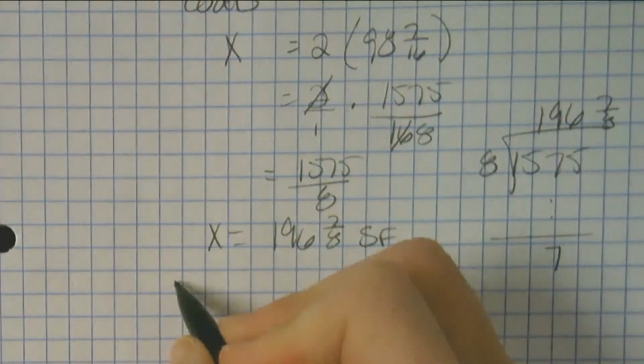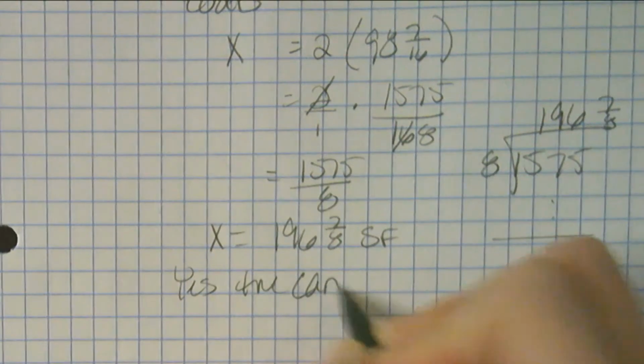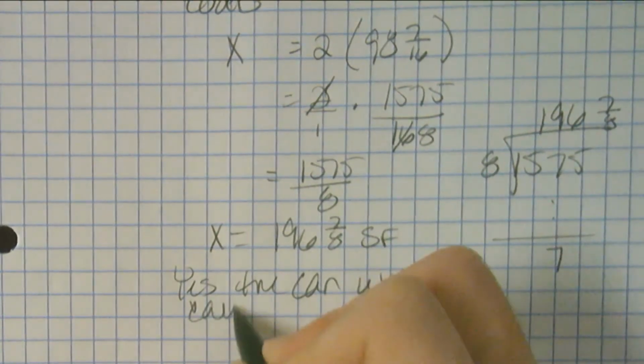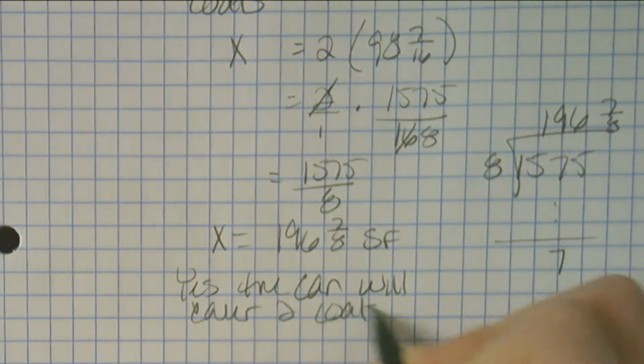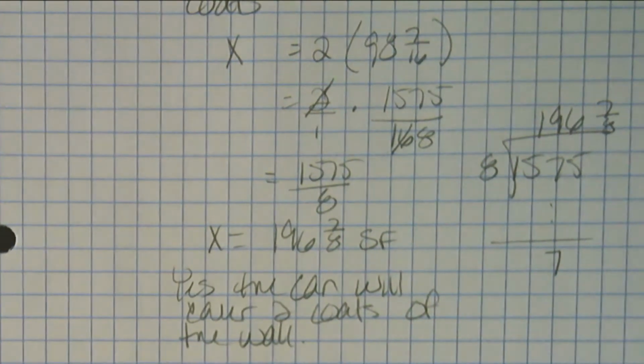So my answer is yes. The can will cover 2 coats of the wall. You could have accomplished this with adding 98 and 7/16 plus 98 and 7/16 as well. That's another way that you could have accomplished the same math.